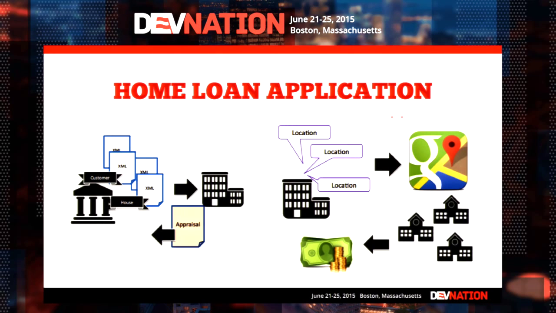Okay? So now we're going into our actual home loan application. What I'm doing here is reading information from a vendor. Assume I'm a financial company. I'm doing a home loan appraisal for a vendor, and the vendor is going to give me two files: one XML file about the customer, and the other about the house. After receiving these XML files, I'm going to call out and get an appraisal, depending on the location of this house.